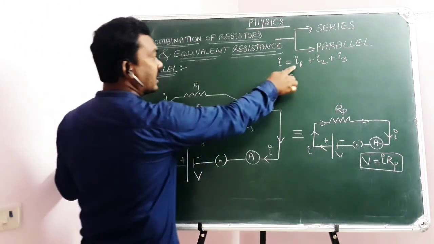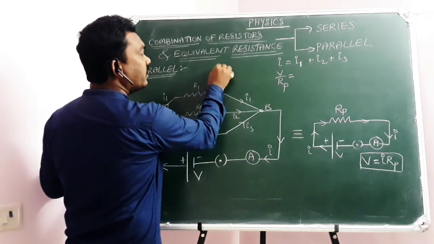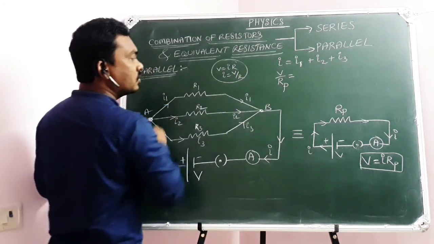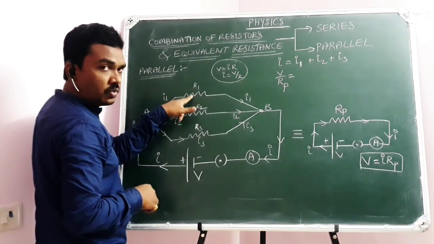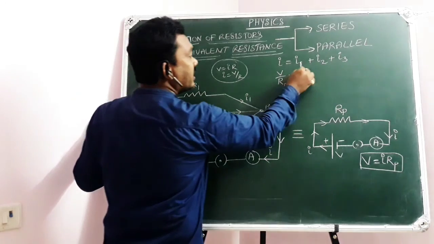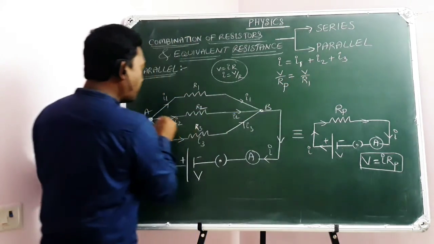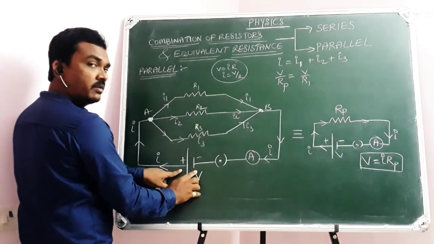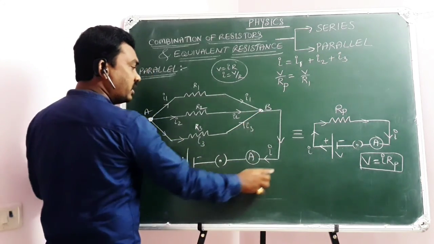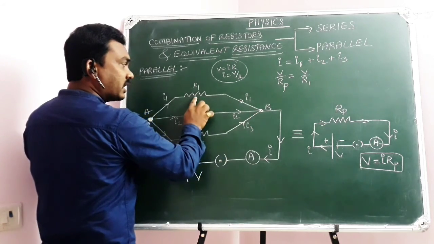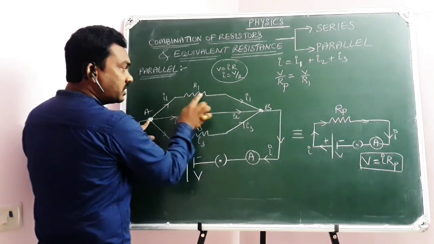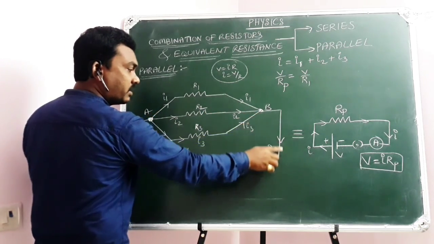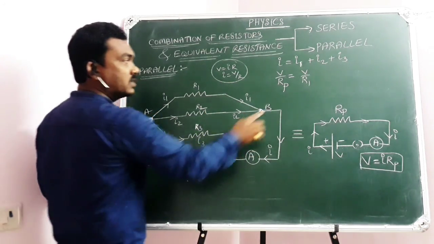Now here, I1 is the current through R1. You know Ohm's law, V equal to IR, so that I is equal to V by R. According to Ohm's law, when I1 is the current through R1, I can write I1 equal to V by R1, because the potential difference across R1 is the same as the potential difference across the cell. Because the cell is connected directly to A and B, and R1 is connected across AB. So the potential difference across R1 means the potential difference across AB, nothing but the potential difference across the cell. That's why it is V by R1.